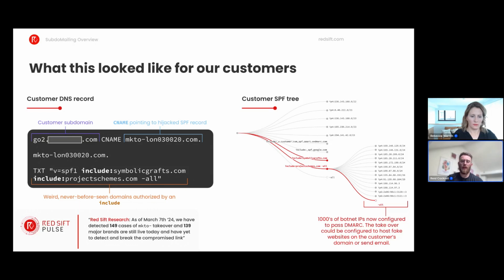This is something that we have been able to generate through our SPF checker, which is a really great tool. And you can see visually that the red line here is something that's been affected by this subdomailing campaign. Essentially, the outcome of this is that there are now thousands of botnet IPs that are configured to pass DMARC. And this could be configured to host fake websites on the customer's domain, or even send email on that domain.